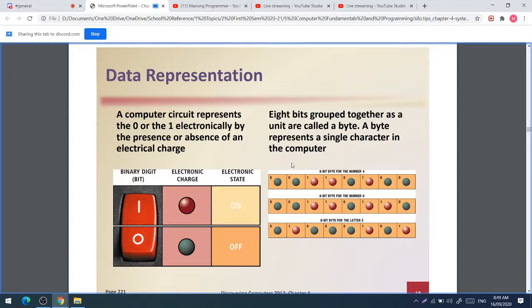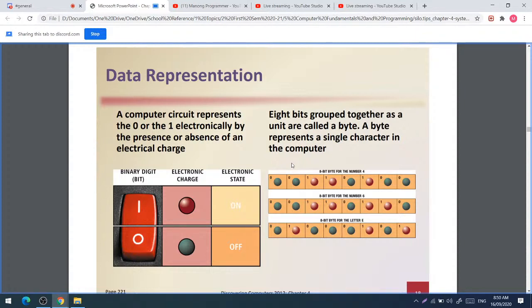Sir, anong connect nitong data representation sa nile-lesson po natin? Take note guys that the language that we understand is not the form that the computer can process. In short, yung naiintindihan natin, hindi po yun naiintindihan ng computer. Uulitin ko, yung naiintindihan natin, hindi yun naiintindihan ng computer. Let's say for example, ang naiintindihan natin na letters A, B, C, D, E, F, G, hindi po yun naiintindihan ng computer. Ang naiintindihan po ng computer, 0 and 1.